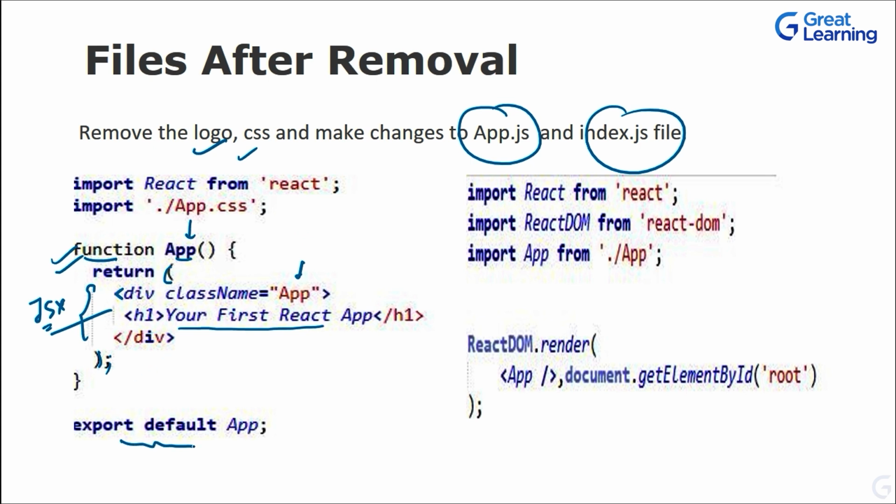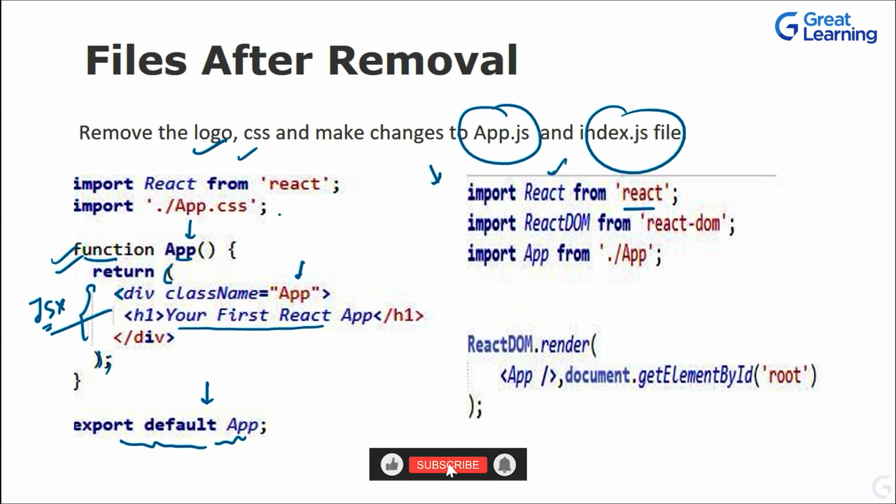Then we are exporting this App with the help of default. We have already talked about these two different ways, with the default keyword and without using the default keyword. Now in our index.js, we are importing React from React. So what is this?